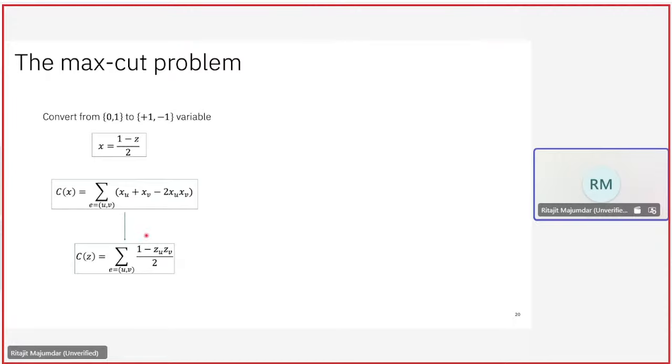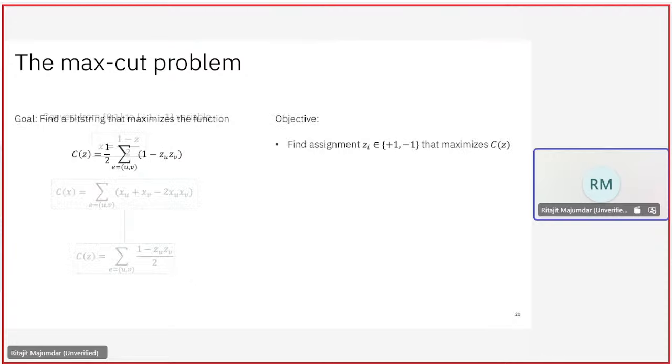If you have not done this calculation, if this is not obvious to you, I would really encourage you to just try this out. This is a very simple calculation, as you can understand. Now, what we see is that we now have a cost function, which is in the +1 -1 domain. My objective is still the same. Instead of saying assign zeros and ones, I am saying assign +1 -1 such that the cost function is maximized. Nothing has changed here.